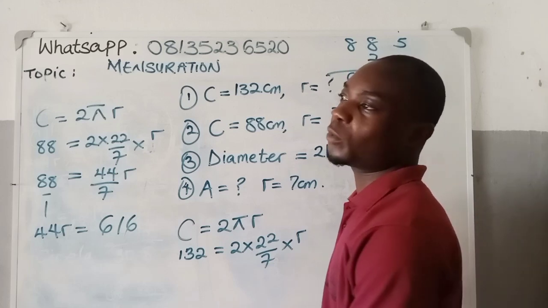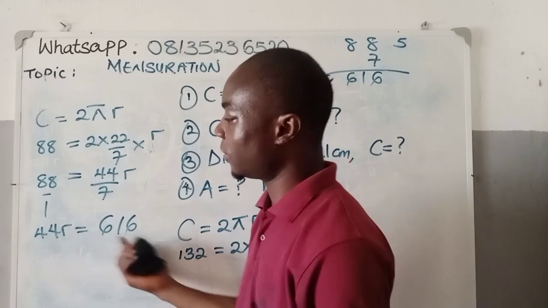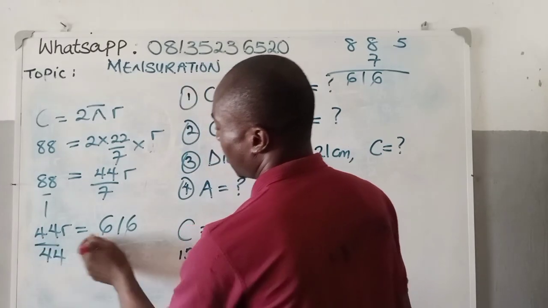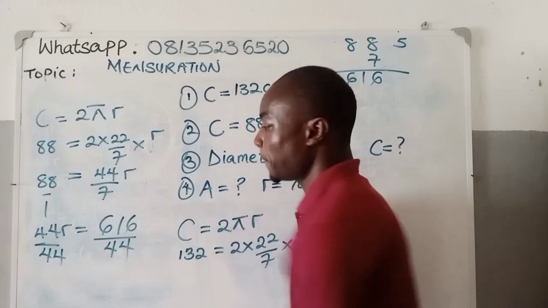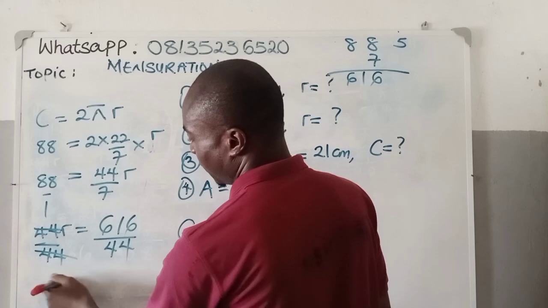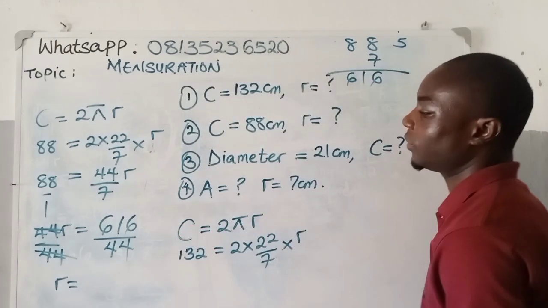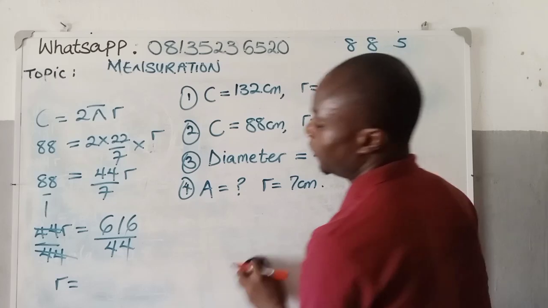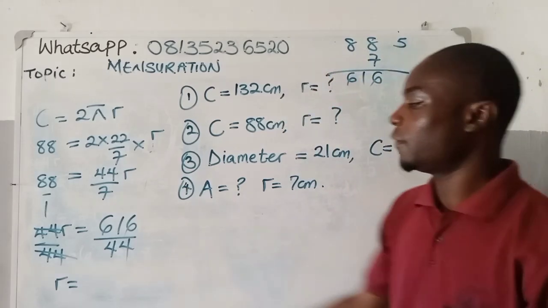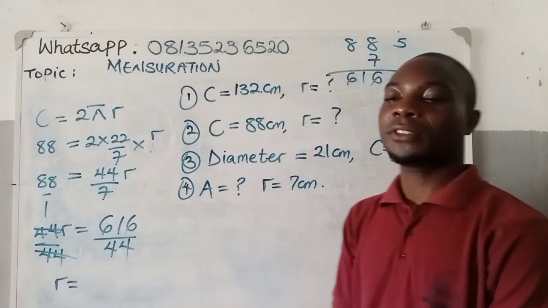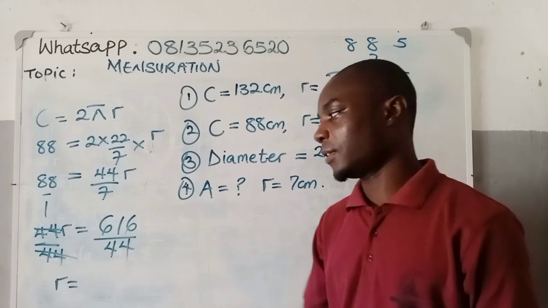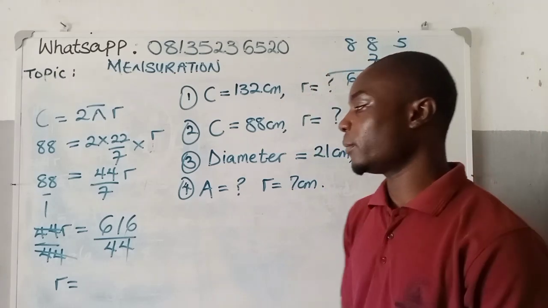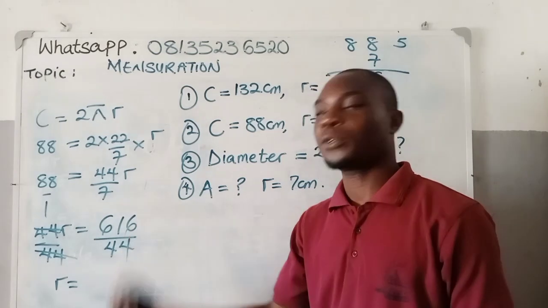All right. So the next thing we'll do is to divide both sides by the coefficient of r, and the coefficient of r is 44. So we divide by 44, divided by 44. So 44 cancels 44. We're left with r. All right. So we have 616 divided by 44. Similarly, we'll ask ourselves, 44 times what number will give us 616? That number is the number of times 44 can go into 616. In other words, we want to find out how many times we can remove 44 from 616.